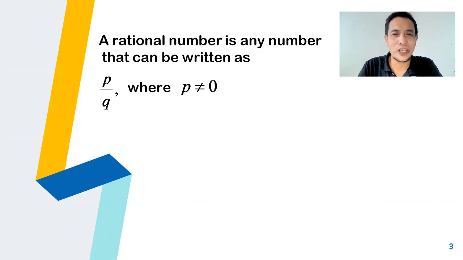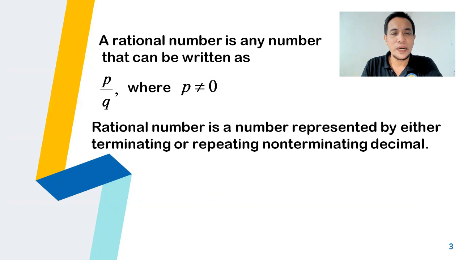In our previous lesson, we discussed the definition of a rational number. We said that a rational number is any number that can be written as P over Q, where Q is not equal to 0, or it is written as a fraction. But we have another definition. A rational number is a number represented by either a terminating or a repeating non-terminating decimal.